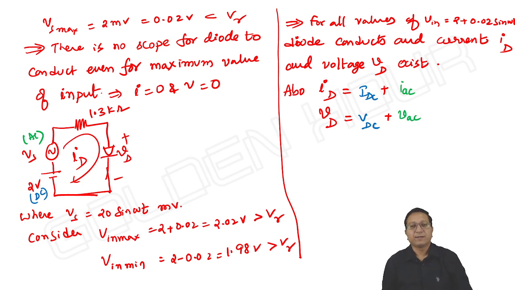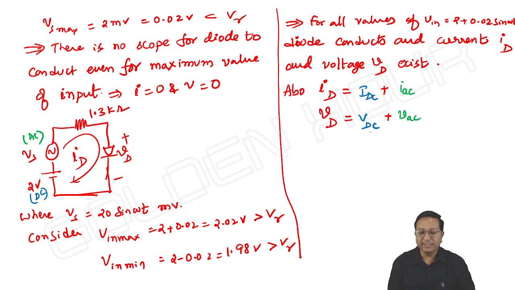If you use only the DC source, then the current is possible. But whenever you apply the AC source alone, we don't have any current and voltage. Whereas if you apply this AC along with a sufficient amount of DC, we can find the current through the diode. Then how do we find IAC and VAC?